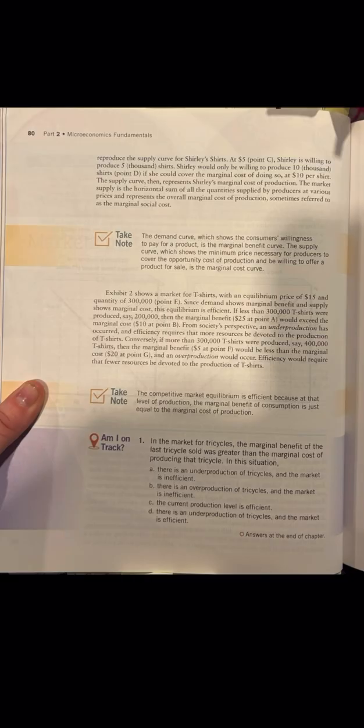Since the demand shows the marginal benefit and supply shows the marginal cost, this equilibrium is efficient. If less than 300,000 t-shirts were produced, say 200,000, then the marginal benefit, $25 at point A, would exceed the marginal cost, $10 at point B. From society's perspective, an underproduction of t-shirts has occurred, and efficiency will require that more resources be devoted to the production of t-shirts.